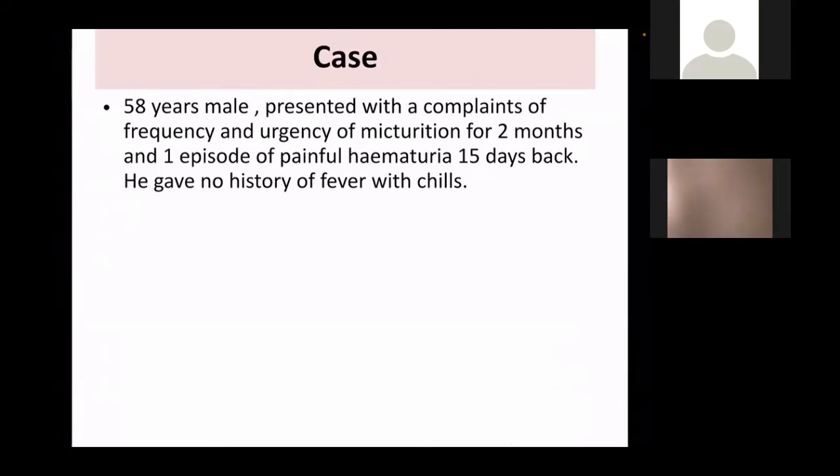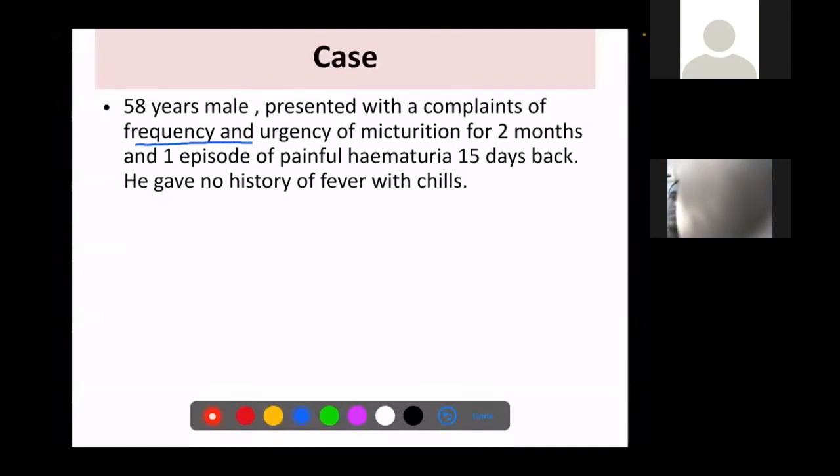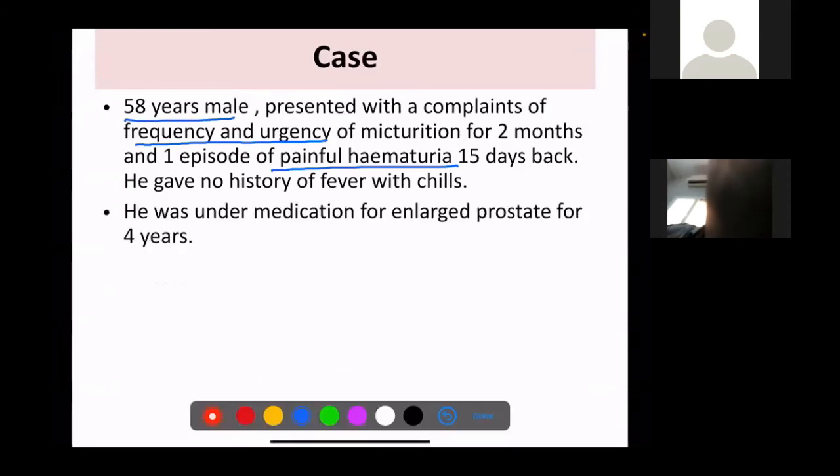A 58 year old male presented to you with the complaint of frequency, urgency and painful hematuria. These two are the key points, and the age. See the age. He already has an enlarged prostate. He has BPH, he has had BPH for the last 4 years and is taking medicine for BPH. So a patient who is a diagnosed case of BPH has developed new symptoms, that is frequency and urgency more often, and also 1 or 2 episodes of painful hematuria.